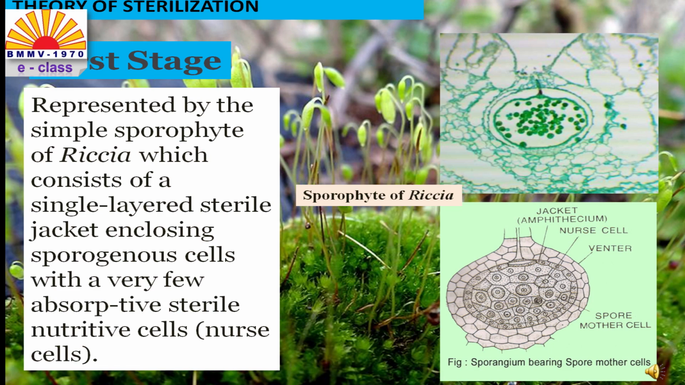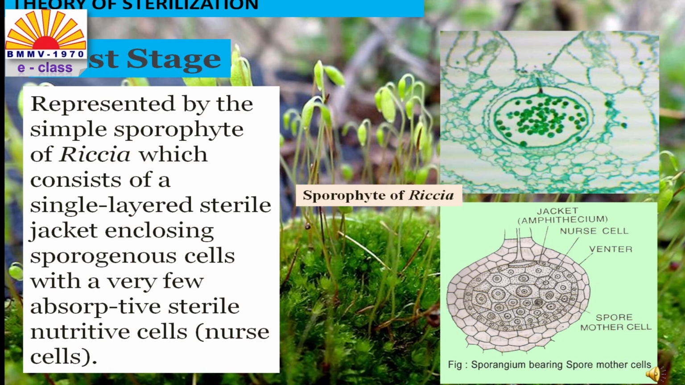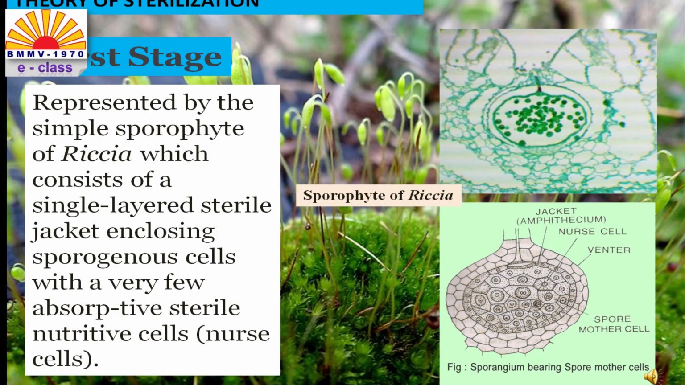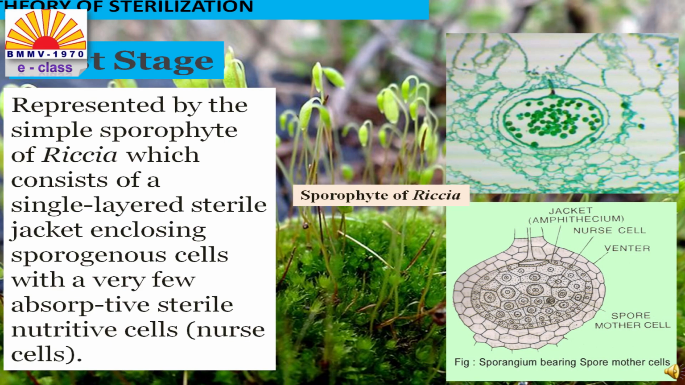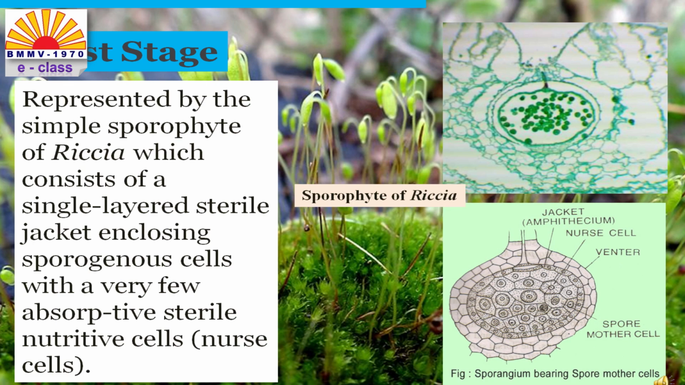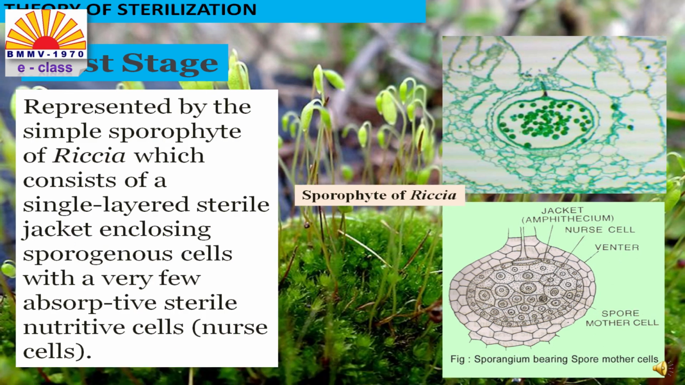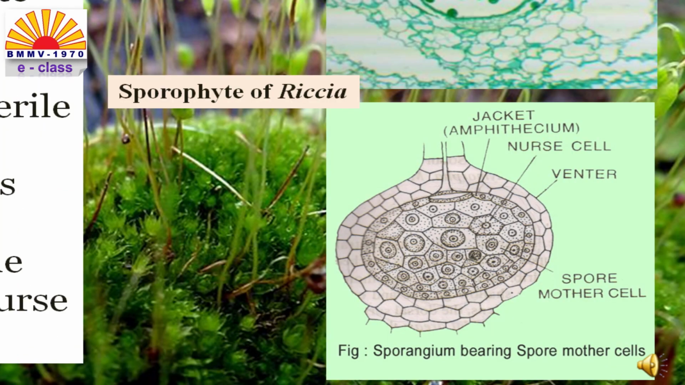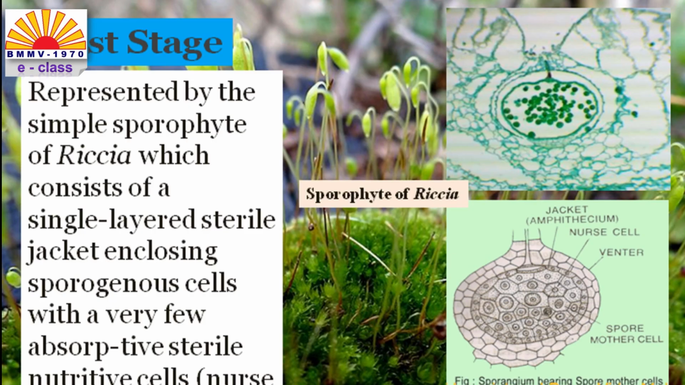Let us consider the most simple type of bryophyte, represented by Riccia. Now in Riccia, the sporophyte is very small, very simple, and it is single layer. There is a single layer of jacket that surrounds the sporophyte, and inside the sporophyte you will find spore mother cells as well as nurse cells. Nurse cells are sterile cells where spore mother cells will give rise to haploid spores.